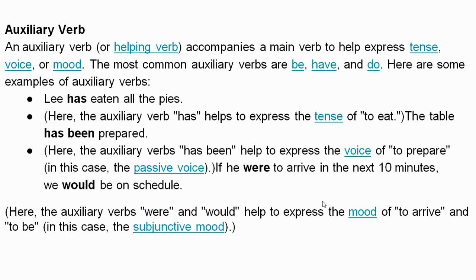If we were to arrive in the next 10 minutes, we would be scheduled. Here, the auxiliary verbs were and would help to express the mood of to arrive and to be. In this case, the subjunctive mood.